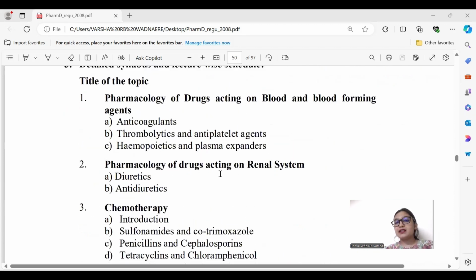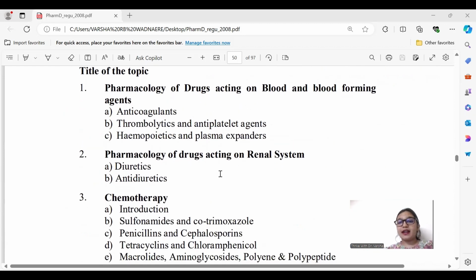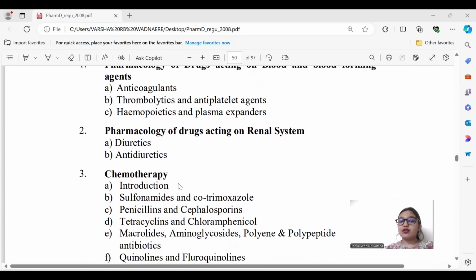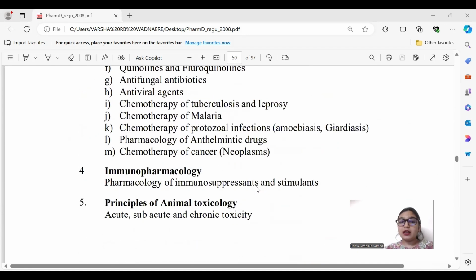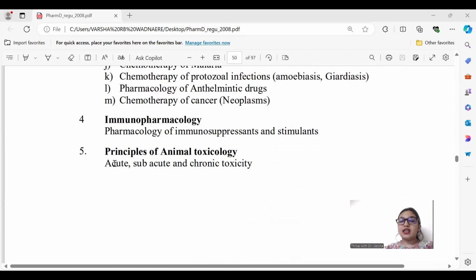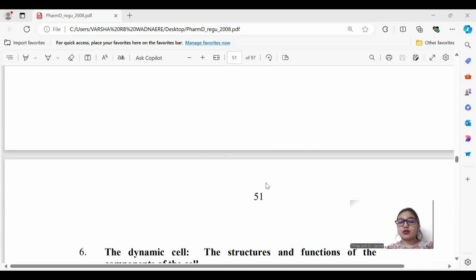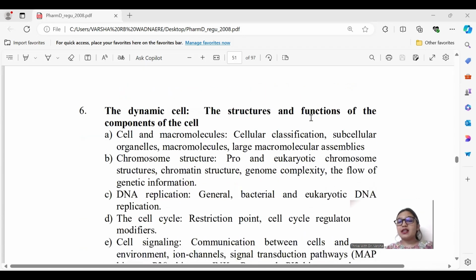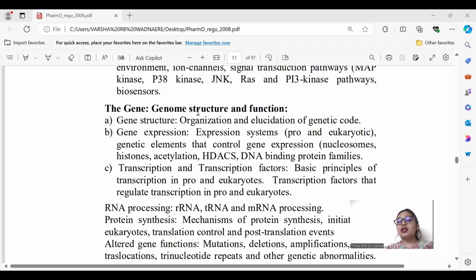Now the topics covered in your third year: you will be learning the pharmacology of drugs acting on blood and blood forming agents, then drugs acting on the renal system, chemotherapy, immunopharmacology, principles of animal toxicology, and the dynamic cell, the structure and functions of the components of the cell, and genome structure and its function.